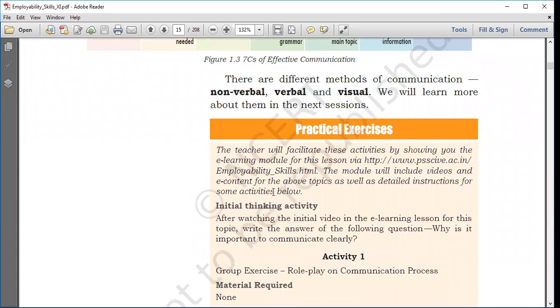Now we have different kinds of methods of communication. It can be non-verbal, it can be verbal or visual, right? Non-verbal, जिसमें we are not expressing anything, we are not saying anything. Verbal means where words are used, and visual means your visual effects are used, right?